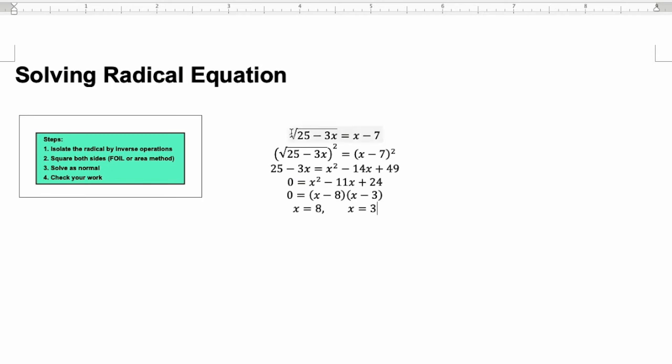So let's check this and see what's going on. We're going to check it algebraically and we're going to check it graphically. So we're going to plug in 8.